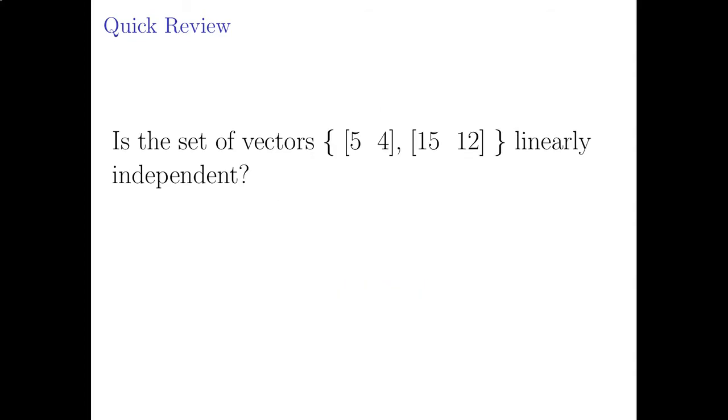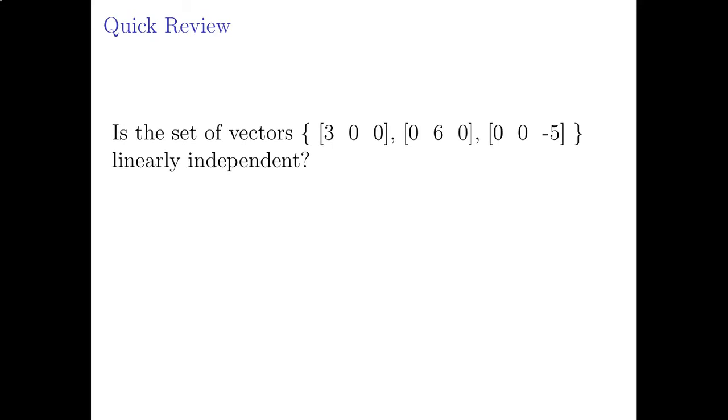Here's a set of vectors, 5, 4, and 15, 12. Linearly independent or no? No, they clearly point in the same direction. If you take that first one and triple it, you get the second one. Therefore, they are both pointing in an almost straight northeast direction, slightly more east than northeast.